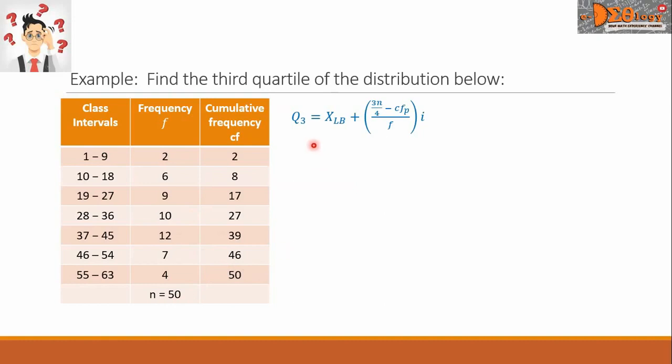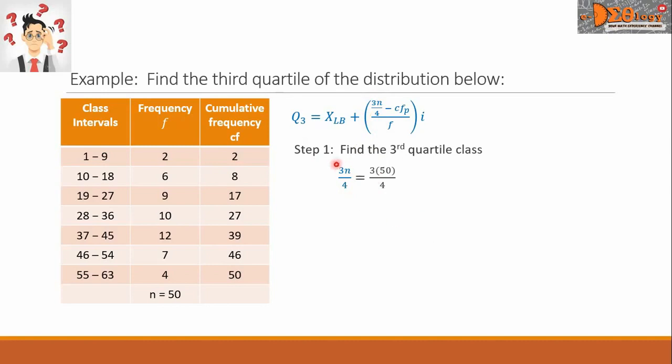Let us now write the formula for the third quartile. Now, let us do the step 1. That is to find the third quartile class. Let us get this portion here, the 3n over 4, and let us find this value.